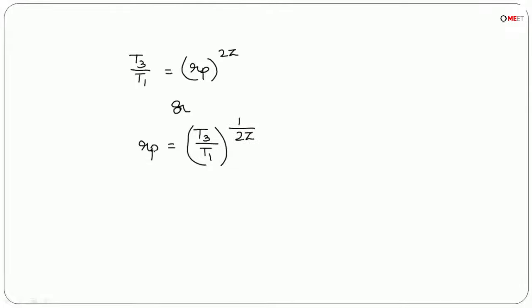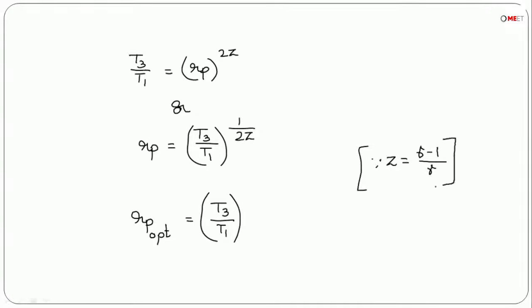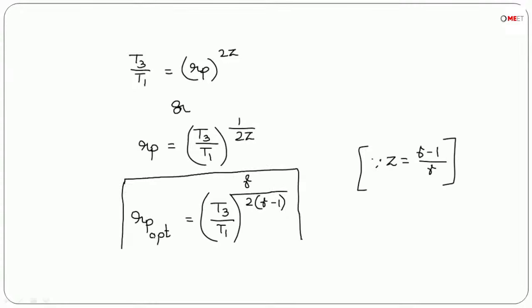See, this pressure ratio that we have got by differentiating work done with the pressure ratio and equating to 0, we call this as the optimum pressure ratio. So optimum pressure ratio is T3 by T1 whole to the power z, where z is gamma minus 1 by gamma. So if I substitute this here, then it becomes gamma by 2 into gamma minus 1. So this is the formula for condition for maximum work done. So the condition for maximum work done is this.